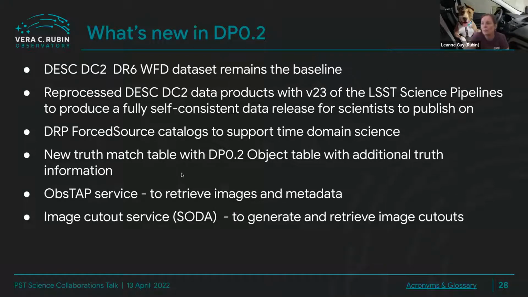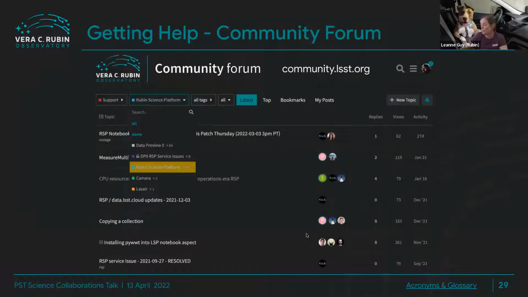There will be a new truth match table with the DP object table with additional truth information in it. Melissa's working quite closely with the DESC on preparing this. There will be an ObsTAP service, which allows you to retrieve images and metadata. If you're working in the notebook aspect, the best way to retrieve images is through the Butler, with the example I showed. But if you're not working in the notebook aspect, the ObsTAP service will allow you to retrieve images. And then the image cutout service based on SODA and IVOA protocol will also be made available to generate and retrieve cutout images.